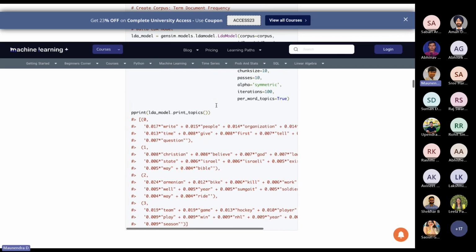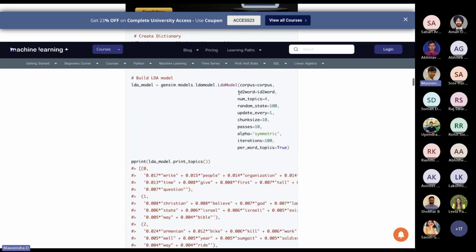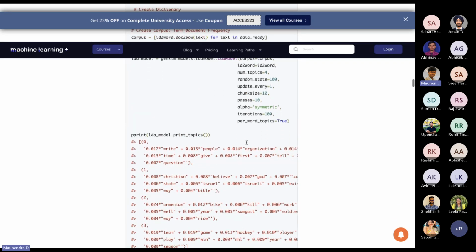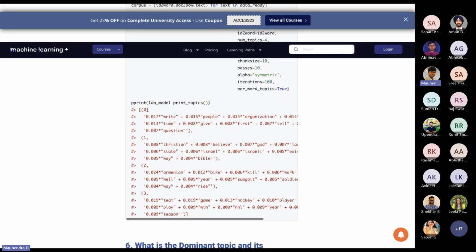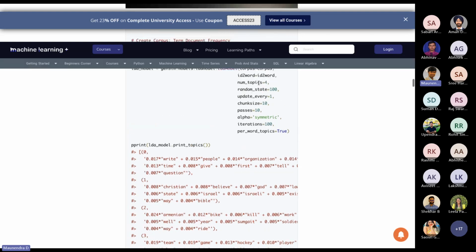Now this learns the topic model, and then if you print the topics, as I said, these clusters will not have names, but we'll have some identifiers like 0, 1, 2, 3. So here, if you remember, we had num topics equal to 4.